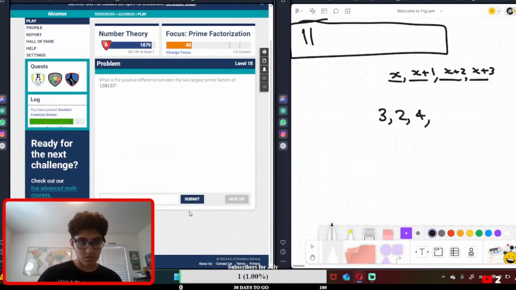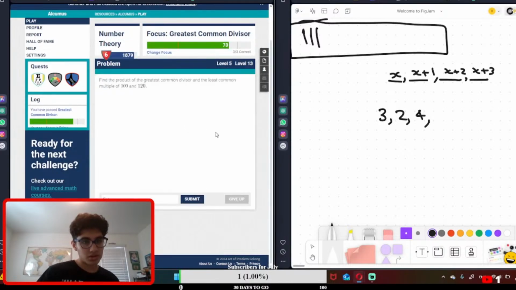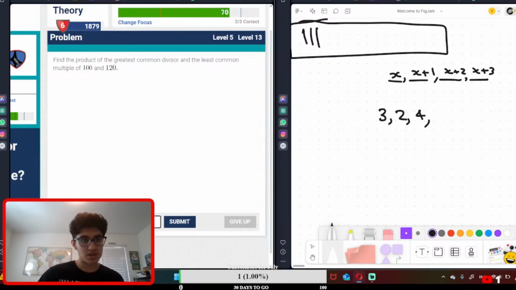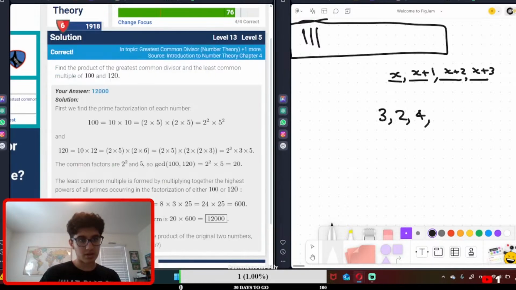Okay. What is the same question again? What is the positive difference between the two? Oh, because we passed it. Let's go back there and do some more. Find the product of the greatest common divisor and the least common multiple. That's always just equal to the product of the two numbers. 1, 2, 3. So it'll just be that.